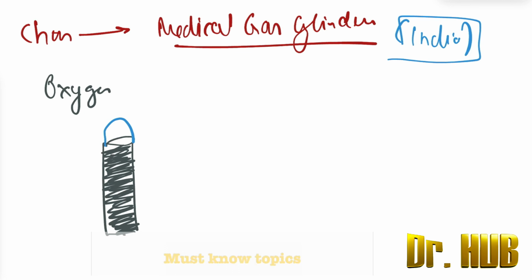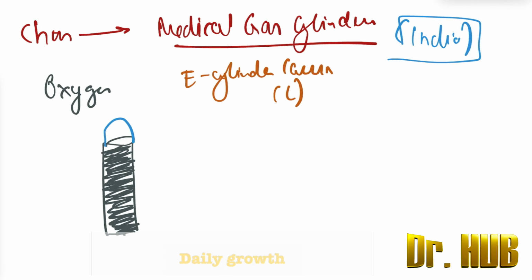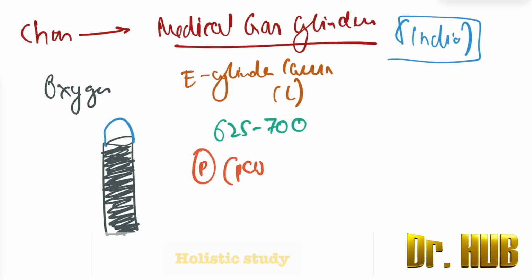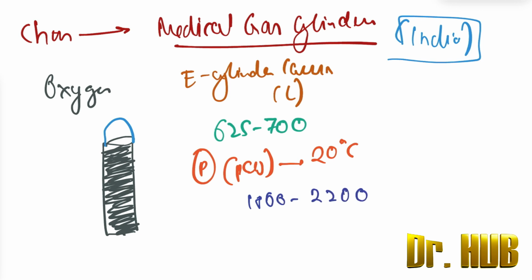So what is the capacity? We'll look at the E-cylinder capacity. The unit we are going to look at is L, that is a liter. So it is 625 to 700. Next we also look at the pressure, that is P, and this will be in PSIG, at 20 degrees Celsius. The PSIG is 1800 to 2200. This will be oxygen.